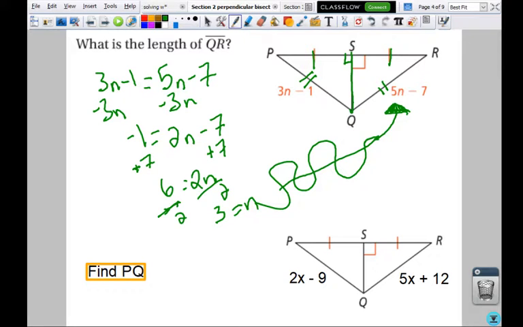I forgot my negative. And now that we actually have n equals 3, now we can find the final answer. So we're going to plug 3 in for n up here. So 5 times 3 minus 7. 5 times 3 is 15. 15 minus 7 is 8. I get QR equals 8 for my final answer.